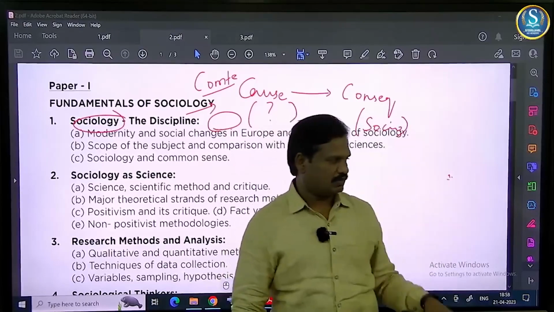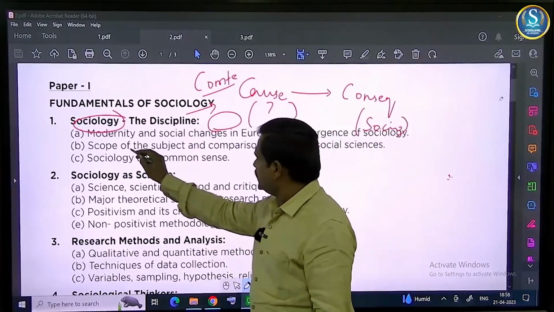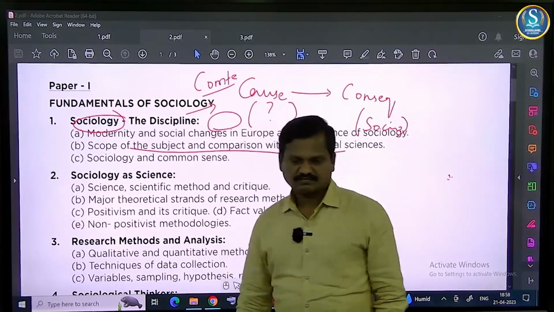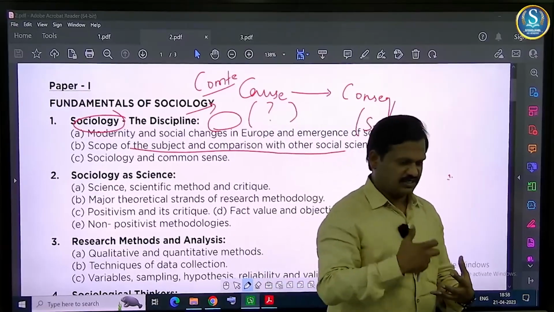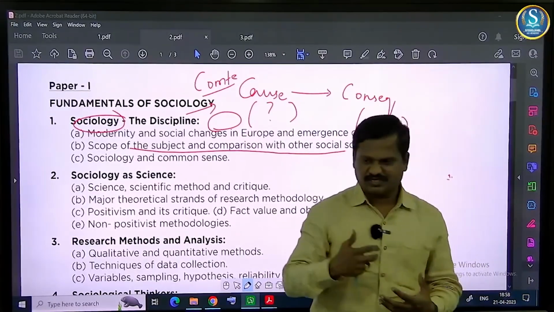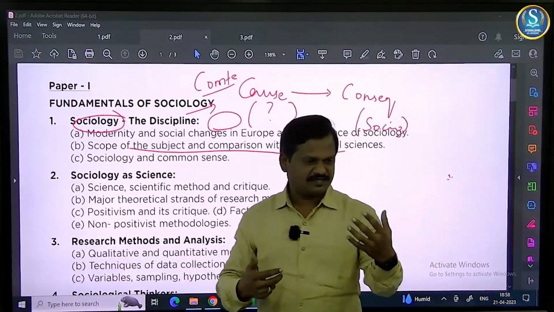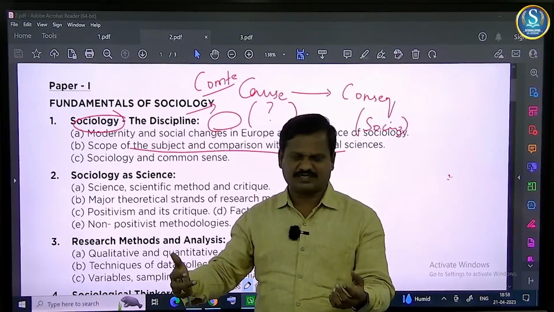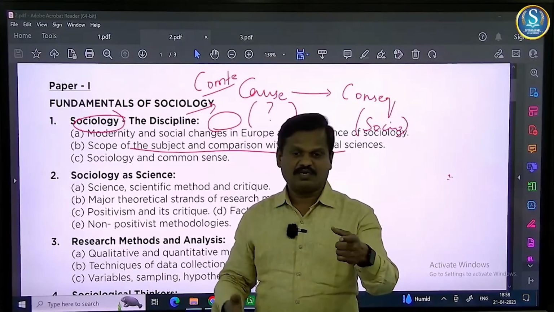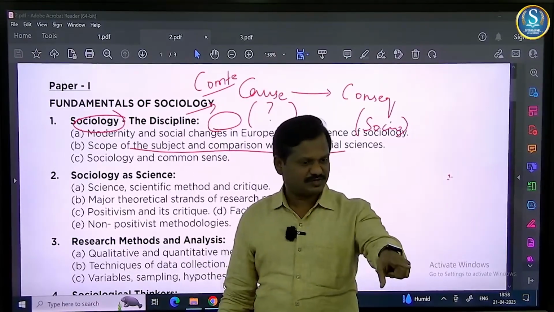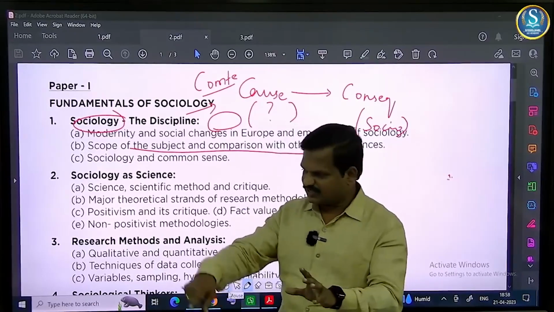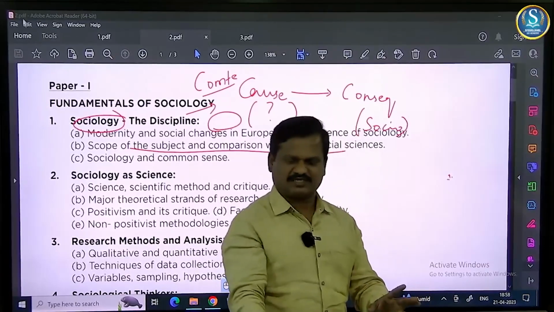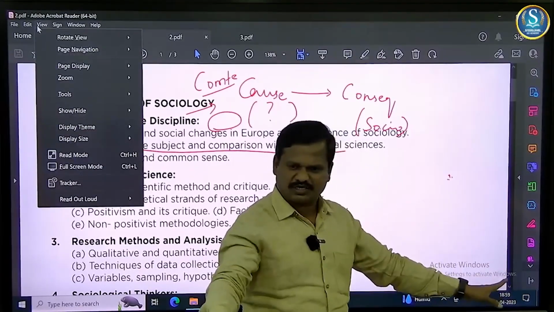How sociology was born. Now, the second topic is in what way sociology is different from other social sciences. Relation between sociology and history, philosophy and sociology, sociology and psychology, sociology and anthropology, sociology and economics. Like that, every subject has a relationship with sociology. Therefore, a student of every subject can study sociology. Sociology has its hand in every other subject. So any person who studied any subject in his UG or PG can study sociology with ease.